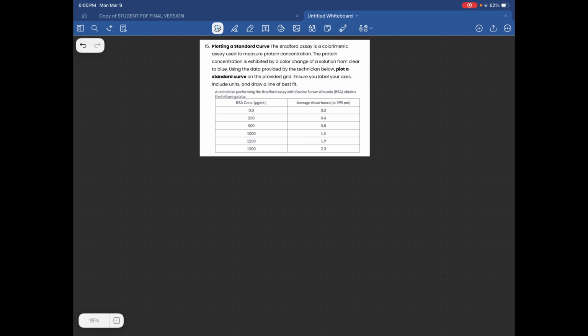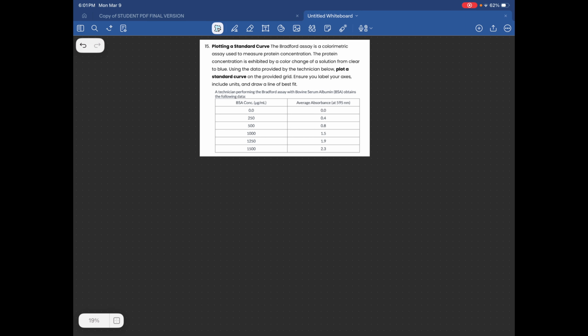The protein concentration is exhibited by a color change of a solution from clear to blue. Using the data provided by the technician below, plot a standard curve on the provided grid. Ensure you label your axes, include units, and draw a line of best fit. And then it gives us concentration and the average absorbance at 595 nanometers.